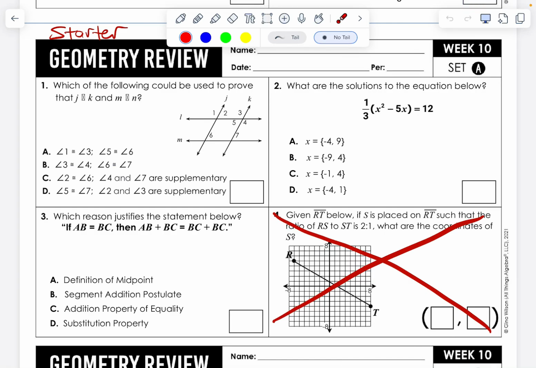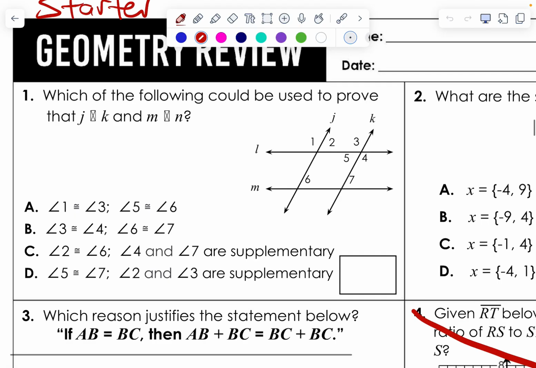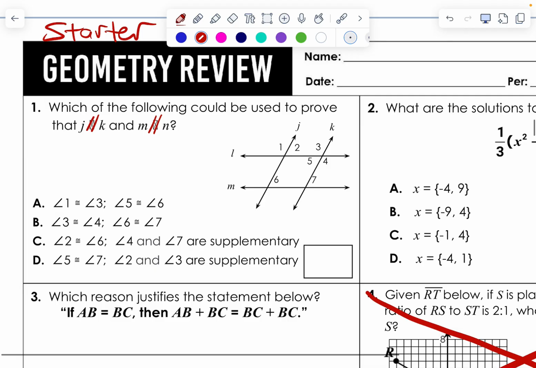All right, first one. These symbols don't show up right on here, but which of the following could be used to prove that J and K are parallel, and so are M and N? So remember, on proving parallel lines, it's all about saying the converse of one of our theorems. So we had 5 of those.